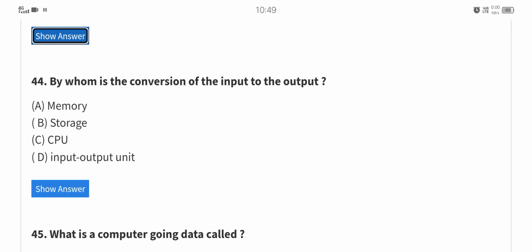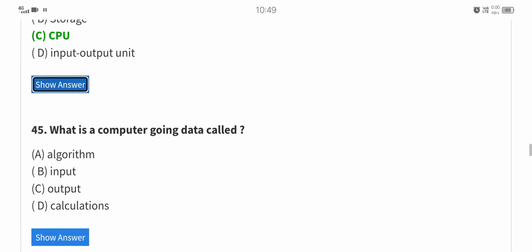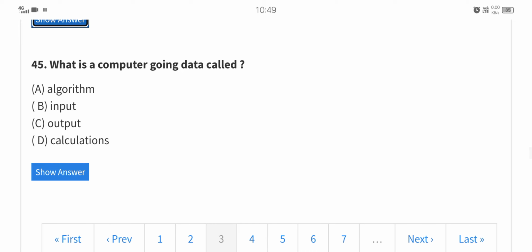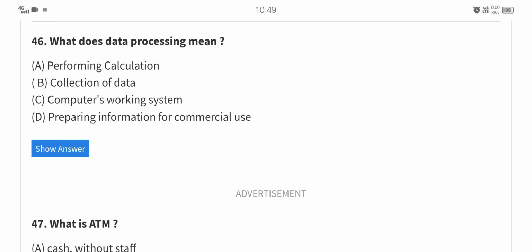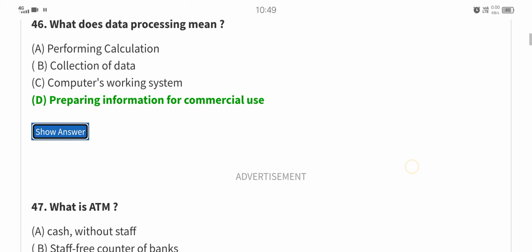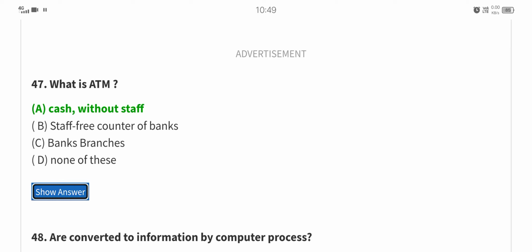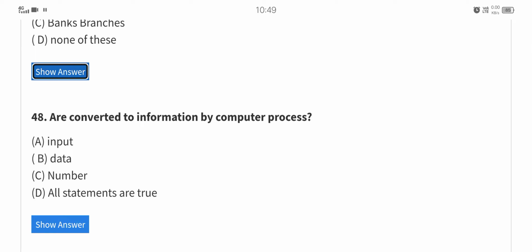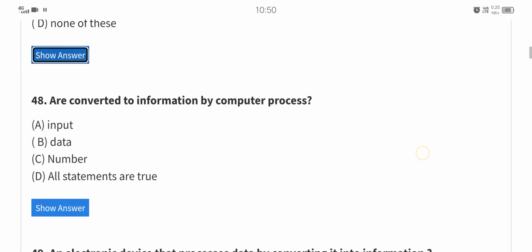Which does the conversion of the input to the output? CPU. What is data going into the computer called? Input. What does data processing mean? Preparing information for commercial use. What is ATM? Cash without staff. Data are converted to information by computer process.